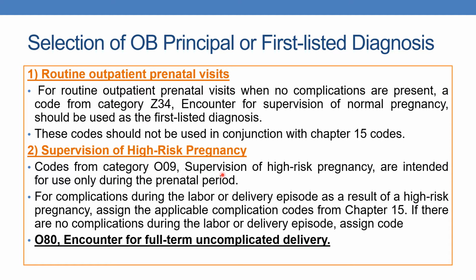O09 should be given for the supervision of high-risk pregnancy, and is intended to be used only during the prenatal period. Whenever the patient is a high-risk pregnancy case and there are complications during labor and delivery as a result, we need to code the appropriate O codes from Chapter 15, not O09. And if there are no complications during the labor and delivery, then you need to assign O80, which is nothing but encounter for full term uncomplicated delivery.